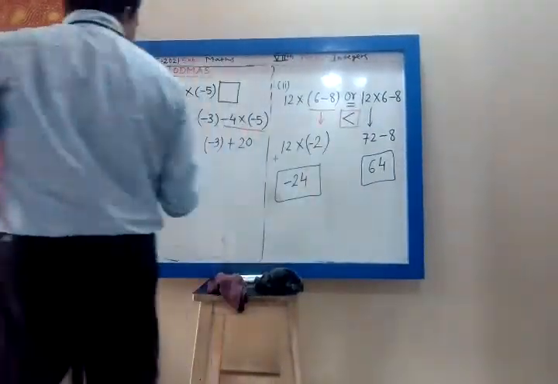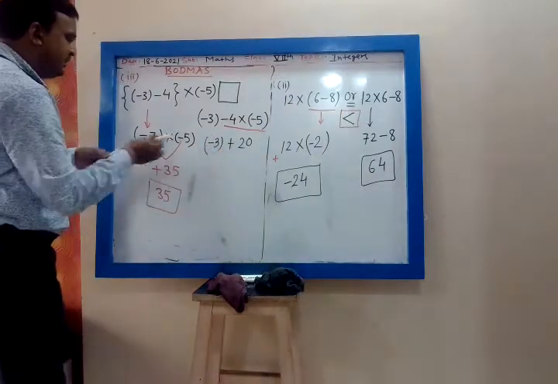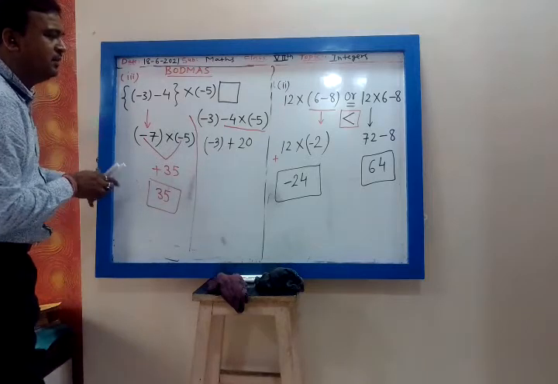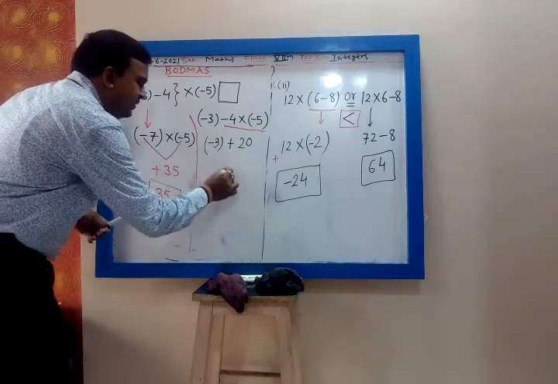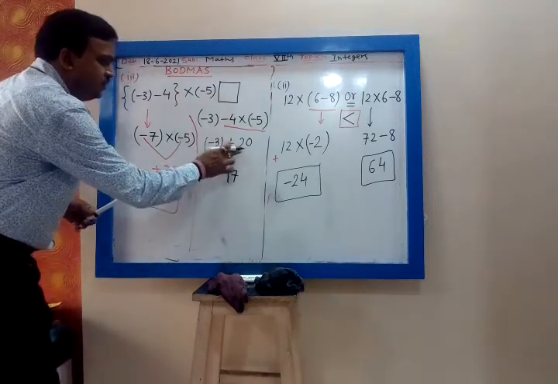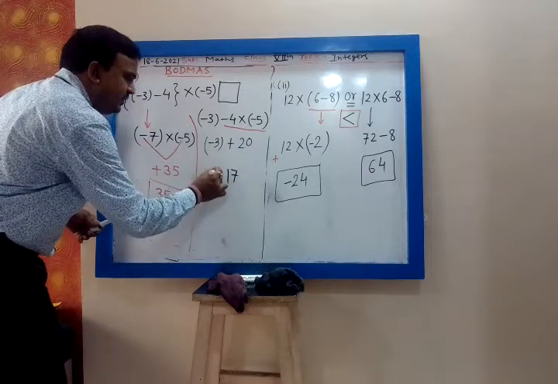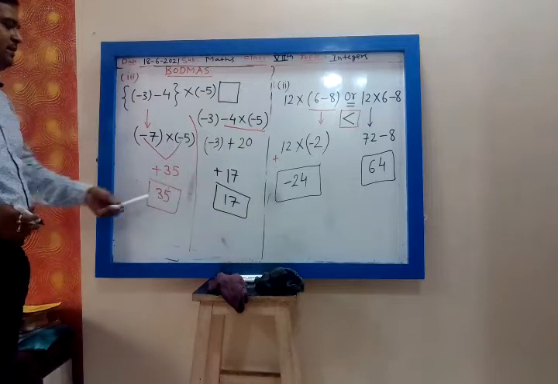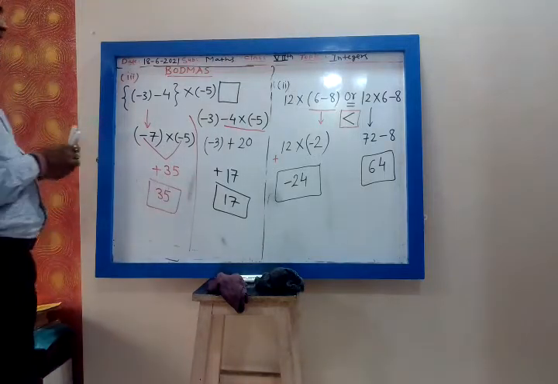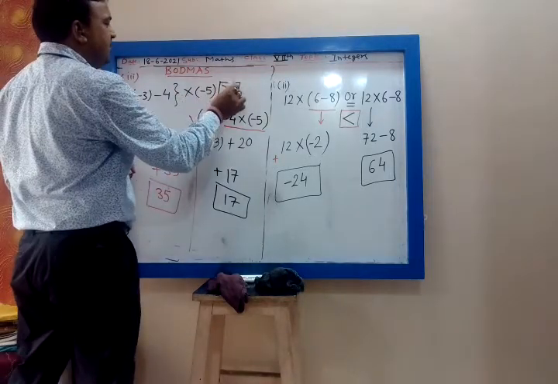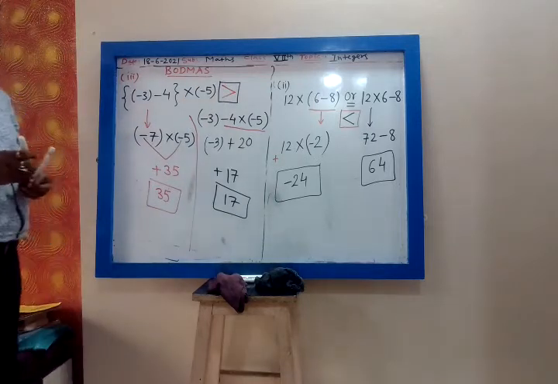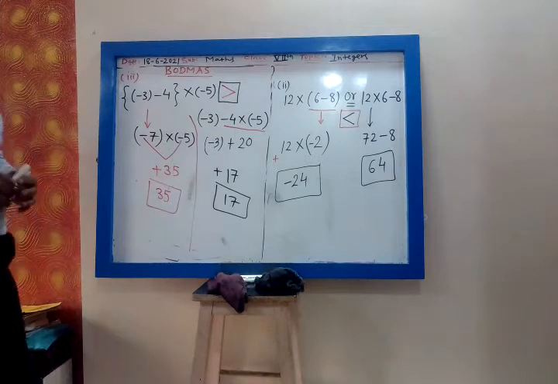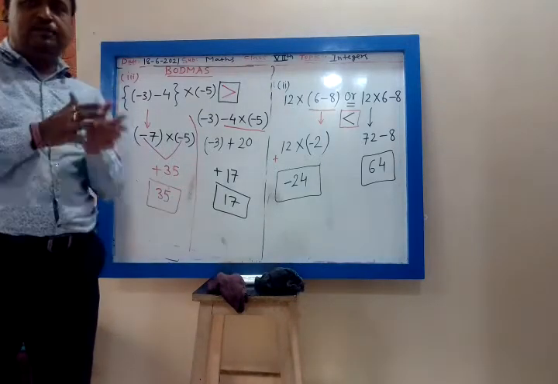Minus and plus, they have opposite signs. So you have to subtract. 20 minus 3 is 17. Which is bigger? 20. What is its sign? Plus 17. The answer is plus 17. Now which number is bigger, plus 17 or plus 35? 35. So the sign will be this way. So this is complete.